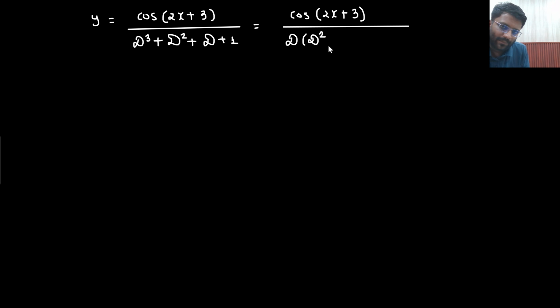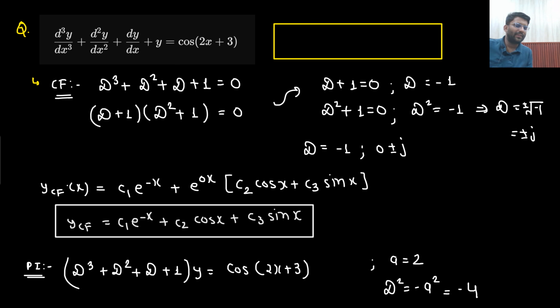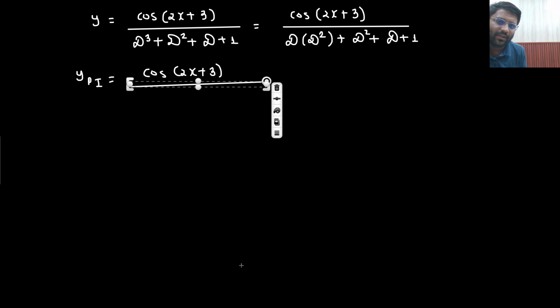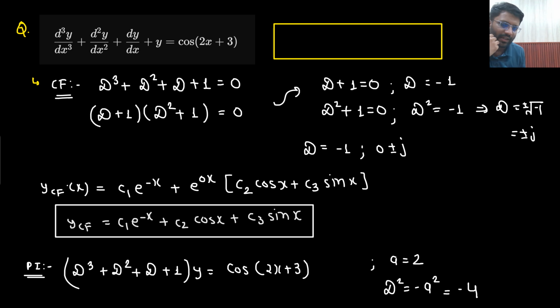D into D square plus D square plus D plus 1. Why is that so? Because, sir, I know that now D square can be replaced with minus 4. So if I write down PI, what am I getting? Cos of 2x plus 3 divided by D square, which can be replaced with minus 4.